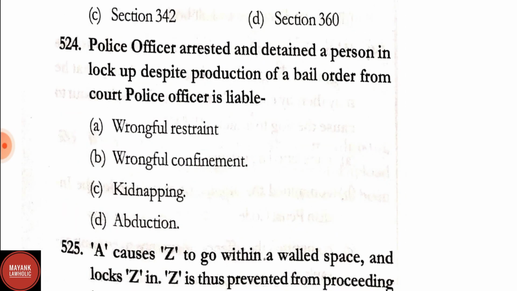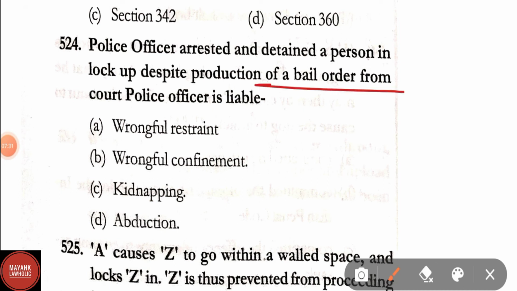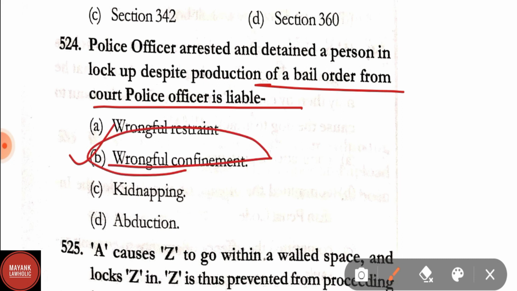Question number 524. Police officer arrested and detained a person in lockup despite production of a bail order from court. Police officer is liable to wrongful restraint, wrongful confinement, kidnapping, abduction. Correct answer is option B, that is wrongful confinement. Police officer will be liable for wrongful confinement.